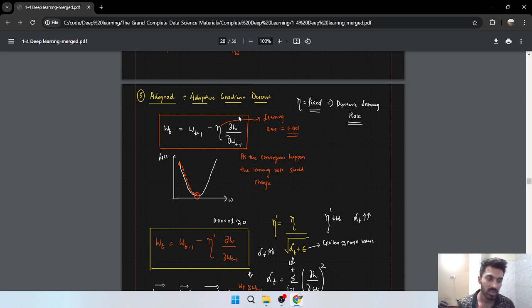Now the scientists never kept quiet; they again found a new variant of gradient descent. They have now given it the name AdaGrad, adaptive gradient descent.